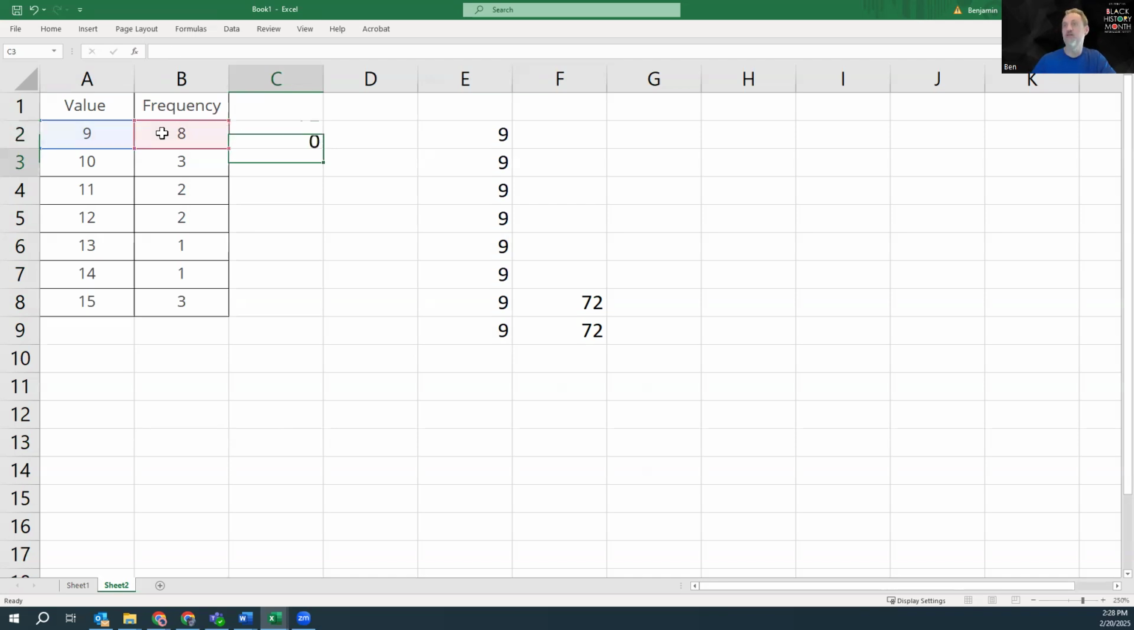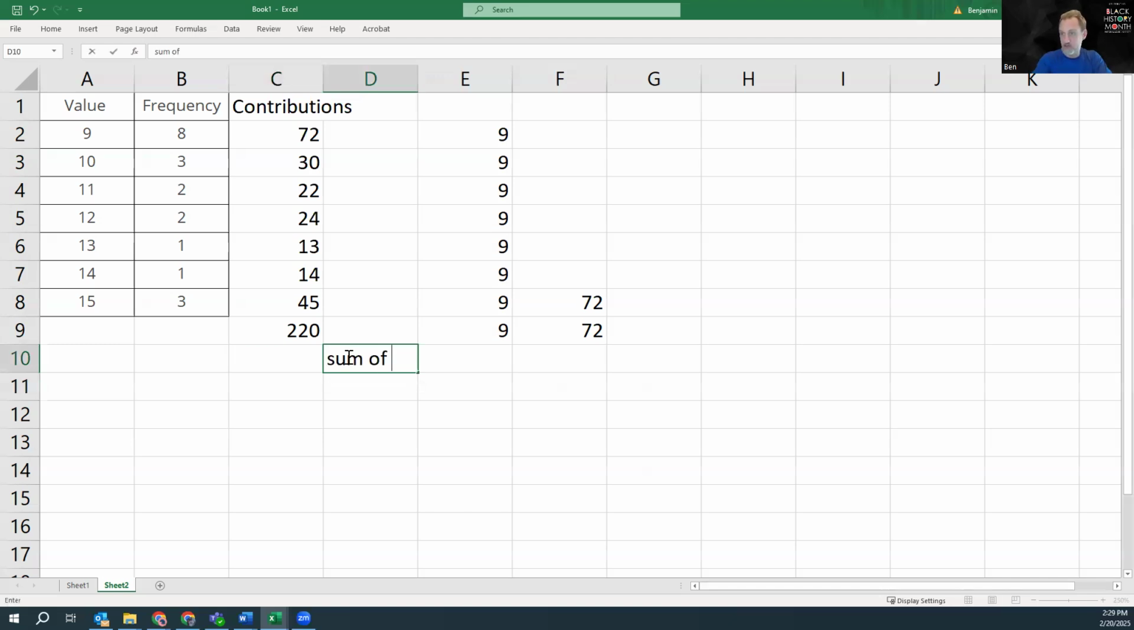writing out all the data, which is to find what I like to call the contributions to the mean. I often shorten that and just say contributions. And then, of course, I can just autofill because I've set up a formula there. I need to add all of those up because I have the contributions from the 9s and then the 10s and 11s. And then the total, the sum of everything, is 220, but I need to divide at the end by how many there are.